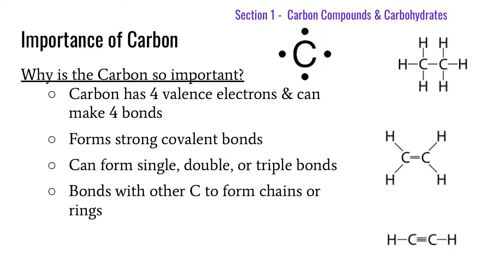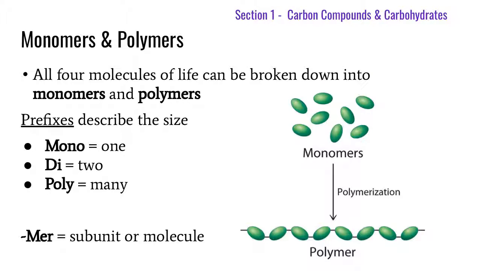Because it wants 4 more and it's a non-metal, it's going to be able to form some very strong covalent bonds, which we represent like lines, which we learned in the last unit. They can form single bonds, so we just see 1 line between them, double bonds, where we see 2 lines, or even triple bonds, where we can see 3 lines. Carbon can bond with other carbon to form chains, or it can even form rings, which we'll talk about more when we get to our carbohydrates.